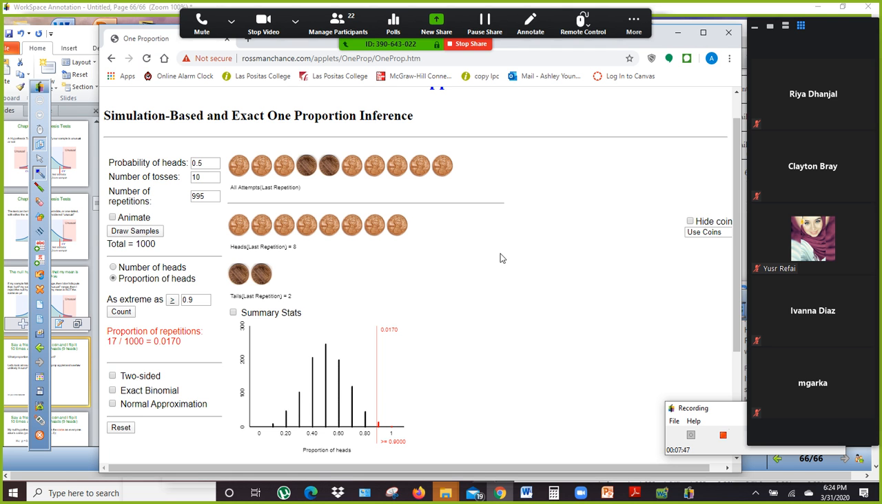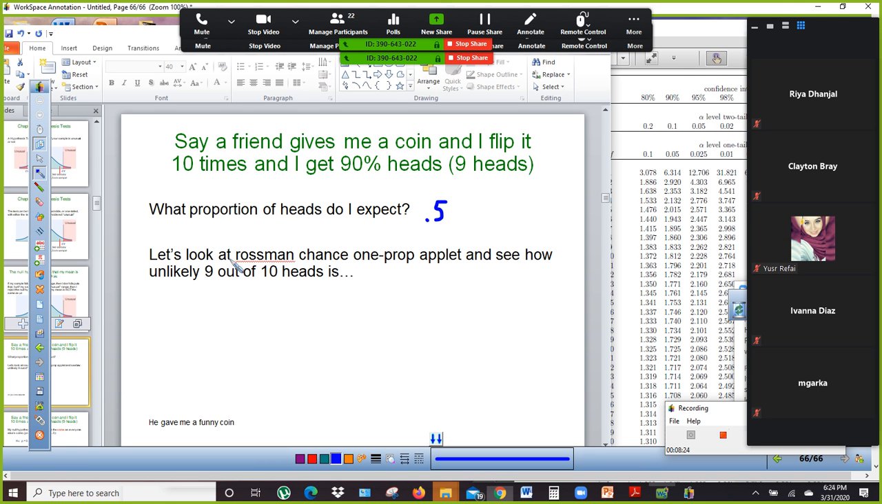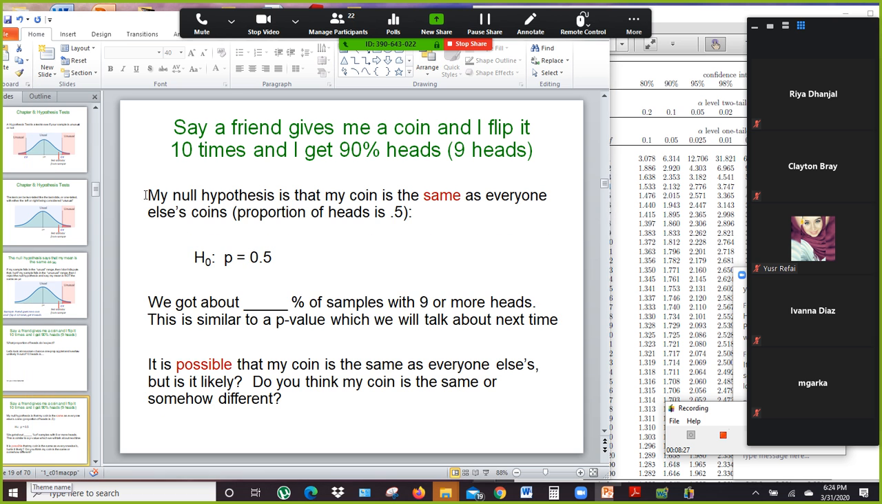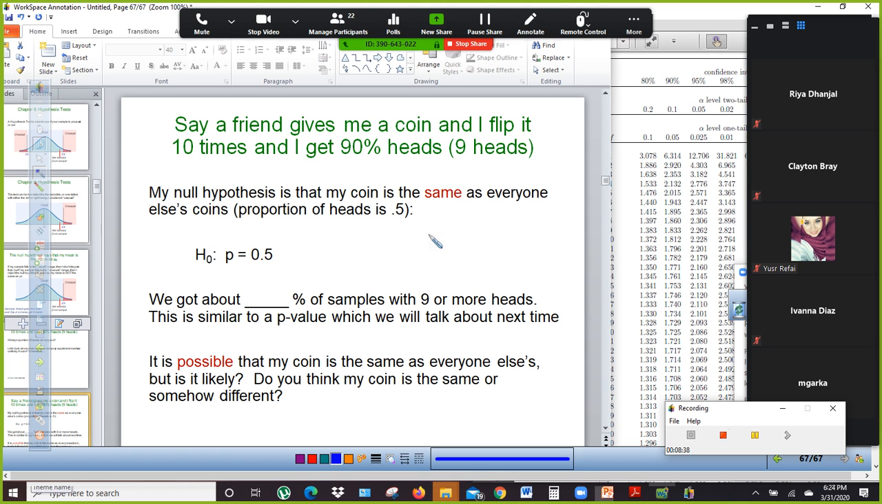So you guys will get somewhere between like 0.6% and somewhere right around 1%, right? Definitely less than 2%. So if we kind of look at this, is that likely? Is it very unlikely? Well, what do we get? So first of all, my null hypothesis is always that yours is the same as everybody else's. So my null hypothesis is that my proportion is the same as everybody else's, 50%. We got about 1%, maybe 1 to 2%, right? Maybe we'll put in 1.5%.